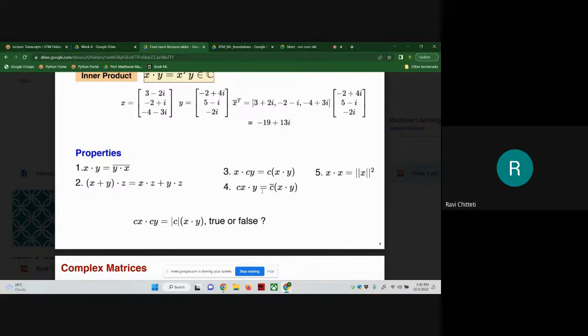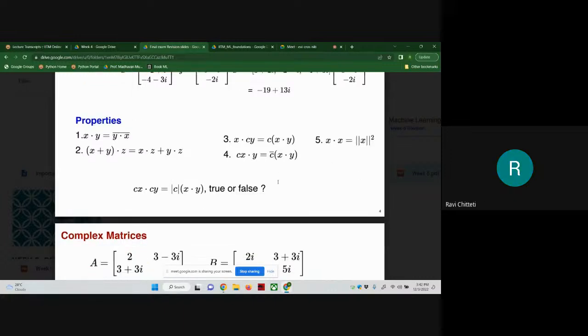What I mean to ask is, in 3, x dot cy is equal to c into x dot y, correct? Now, is c a real number or a complex number? It is a complex number. In every case, wherever we are using c, it's a complex number. In the previous weeks, when we talked about a constant, it was a real number. In this particular case, it's a complex number.